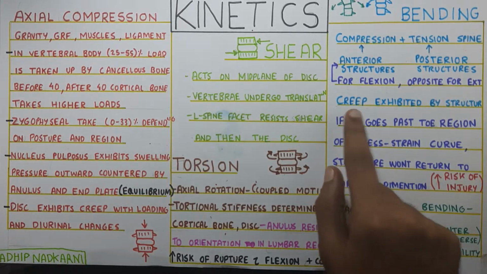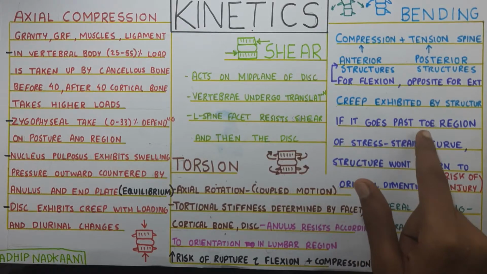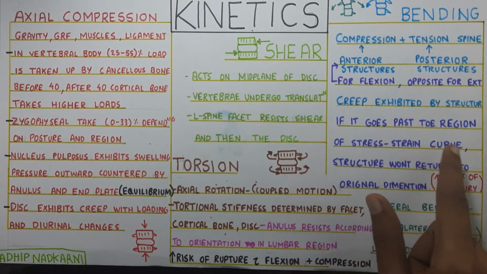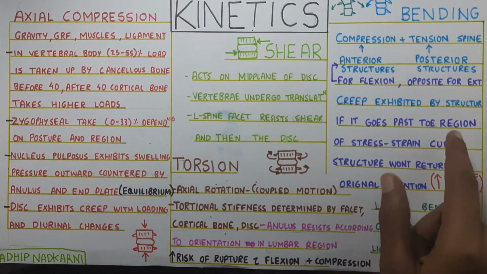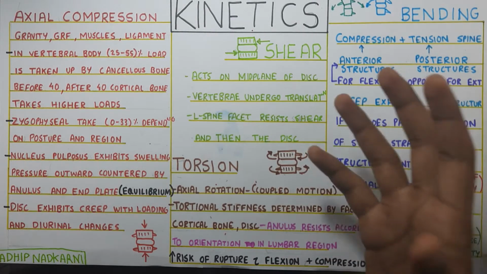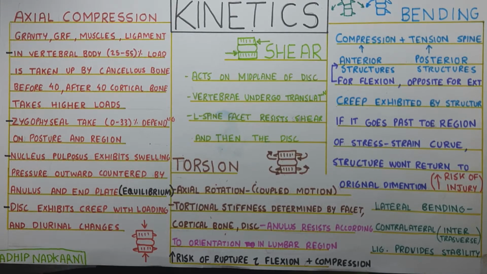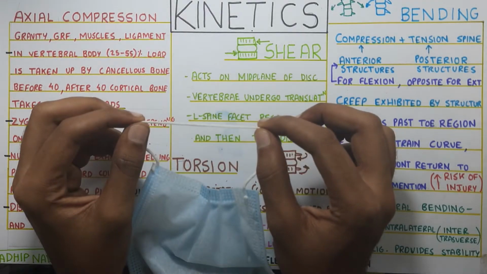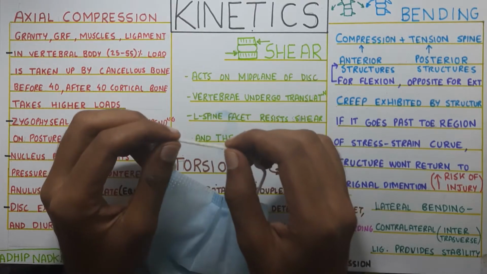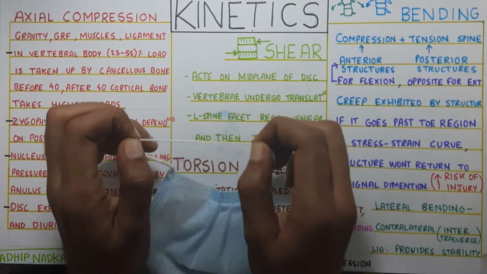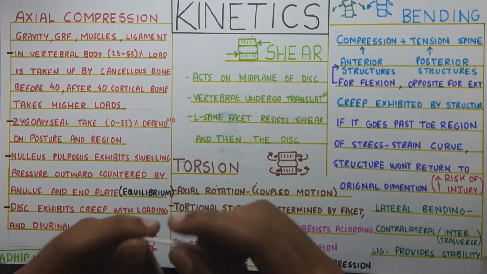Again over here also, creep is exhibited by these structures, that is the disc, and if it goes past the toe region of the stress strain curve, the structure won't return to the original dimension. Now again over here, toe region is a concept which is derived from your stress strain curve. Basically what it tells us is, within the toe region, if you stretch a material, it can come back to its original position. But if you stretch the material past its toe region, it will lose the ability to come back to its original length.